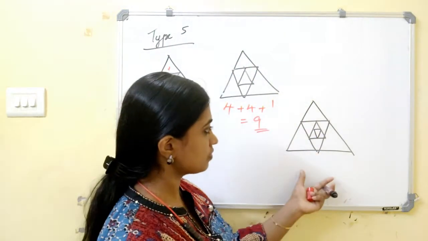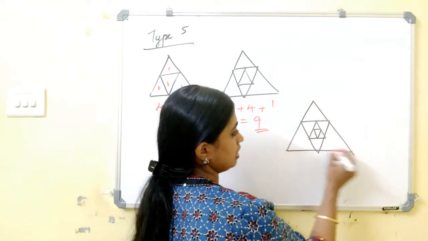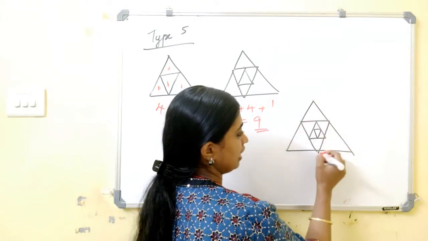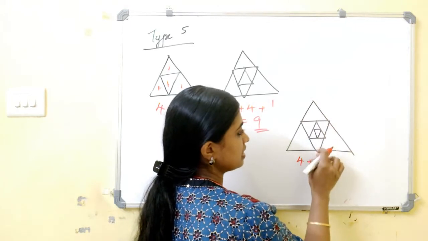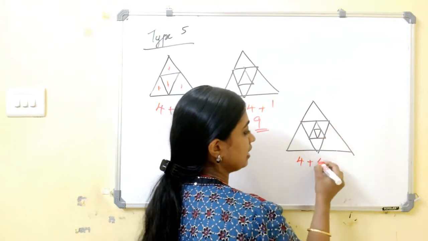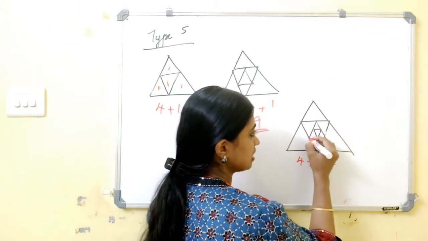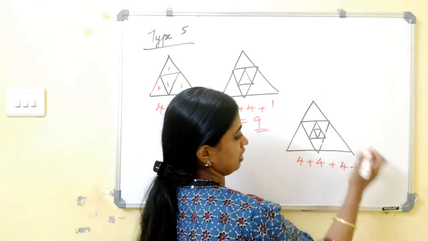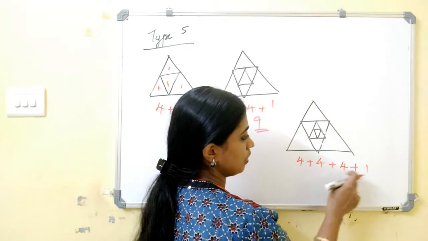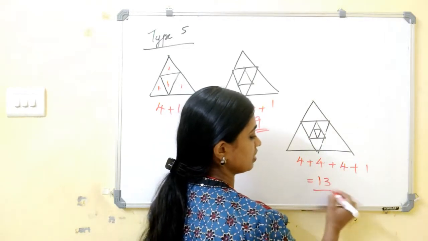Next question. There is an outer triangle, within that an inner triangle, so 4 triangles. When you are considering this triangle and this triangle, again there are 4 triangles. When we are considering this and the inner one, again 4, plus this outer triangle. So 4 3s are 12 plus 1, 13 is the number of triangles.